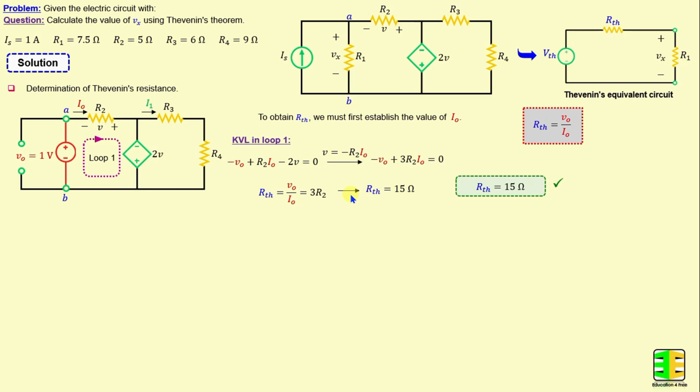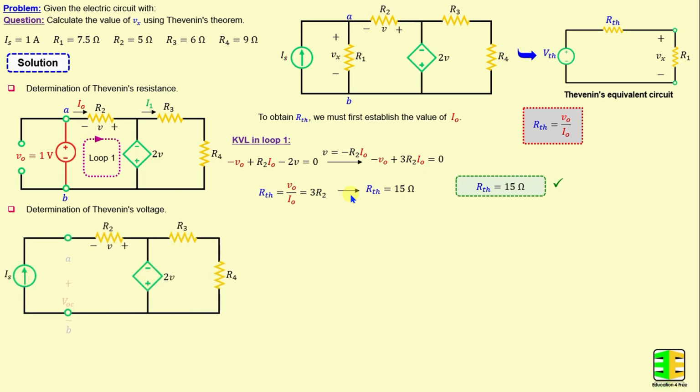After finishing the determination of the Thevenin's resistance, we proceed to calculate the Thevenin's voltage. The Thevenin's voltage is basically the open circuit voltage calculated between terminals A and B when R1 is disconnected. In order to find the open circuit voltage VOC, I will apply Kirchhoff's voltage law. By applying Kirchhoff's voltage law in loop 1, we can write negative VOC plus R2 times IS. We don't have current flow in this direction because we have here an open circuit. Minus 2 times V is equal to 0.